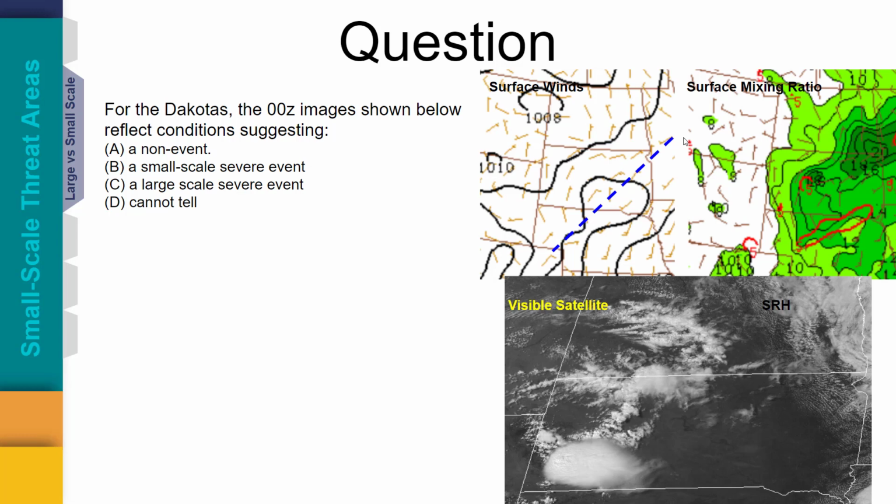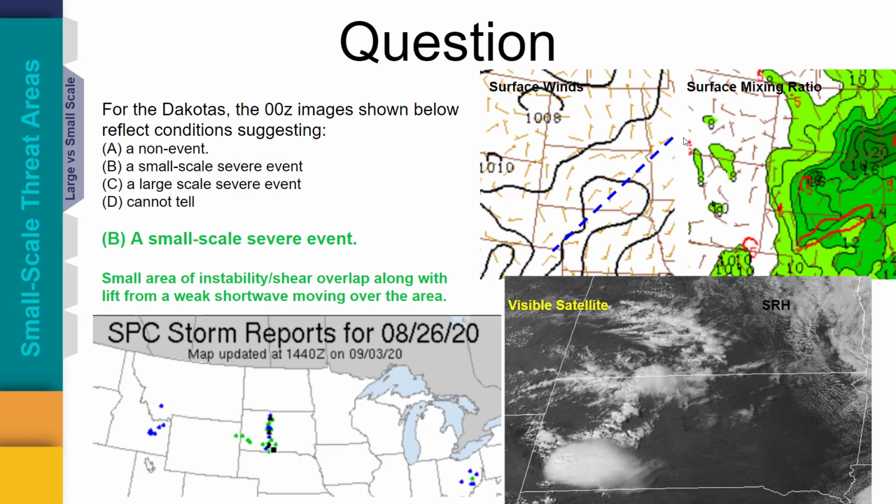Hopefully you could assess, based on the features shown, that we're likely appearing to have a small-scale event, mainly across the western part of South Dakota, and indeed we had a very small-scale event just covering that particular area. That was the area where we had a small area of instability and shear overlapping, along with lift from a weak shortwave moving over the area, and potentially some weak surface moisture convergence.